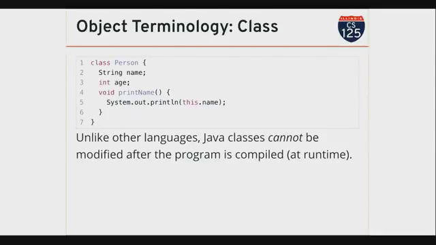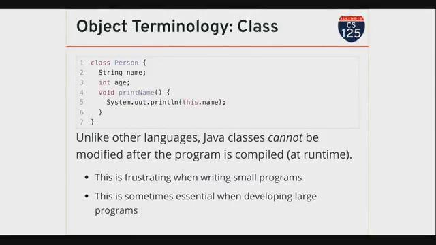I can't say, oh, as the program is running, I forgot that a person should also have a birthday, and I can add that to the object. I have to do this when I'm building the program, when I'm developing the program, when I'm compiling the program, to use the workflow that we talked about last time. Okay.